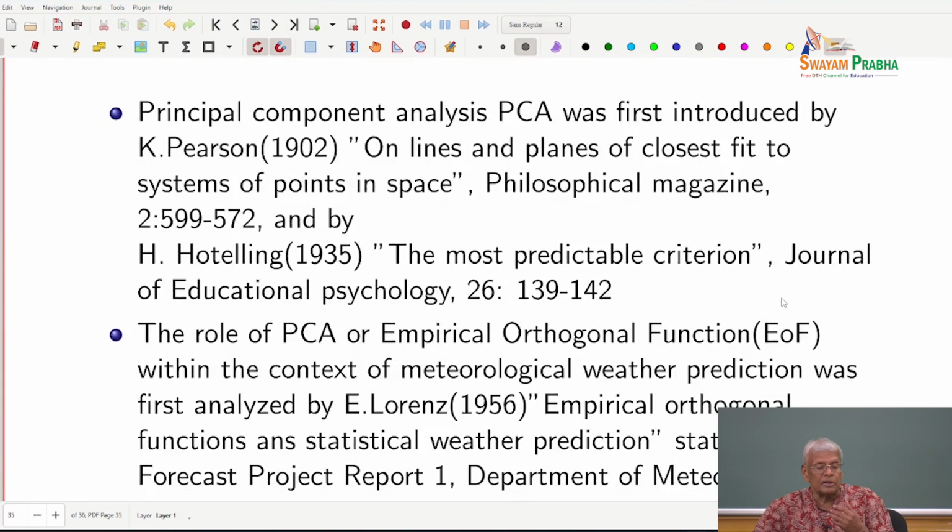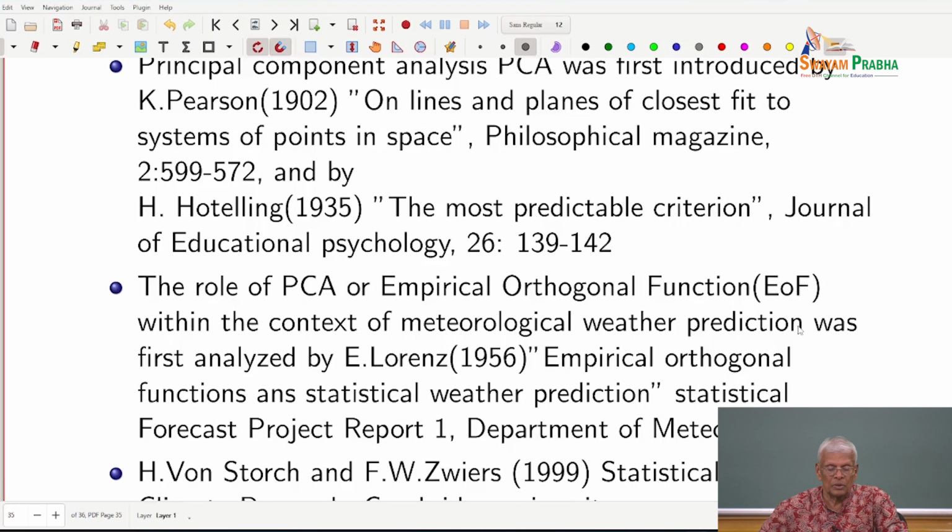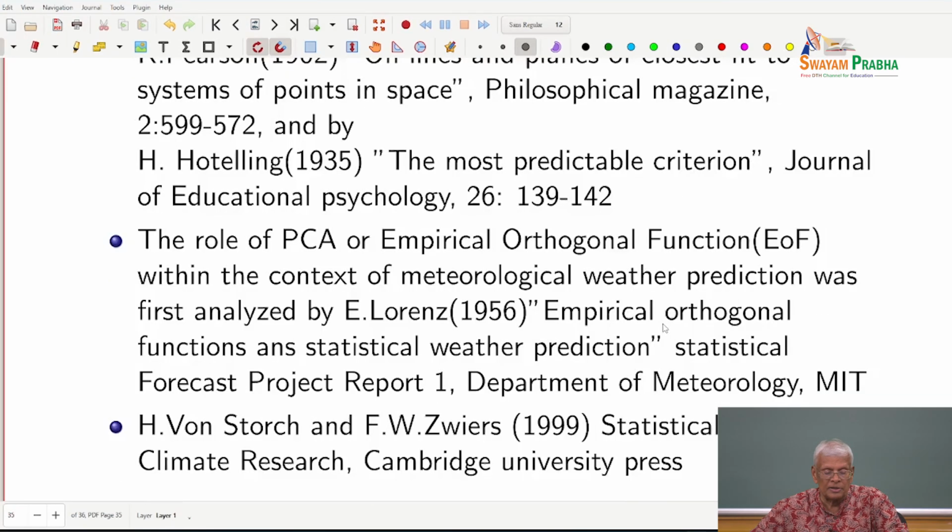These topics are very standard. Principal component analysis was introduced by Pearson in 1902. Now you can see it is well over 120 years. Hotelling in 1935 essentially resurrected the mathematical basis for the PCA as we now know it today. That's called the most predictable criterion, which was published in 1935.